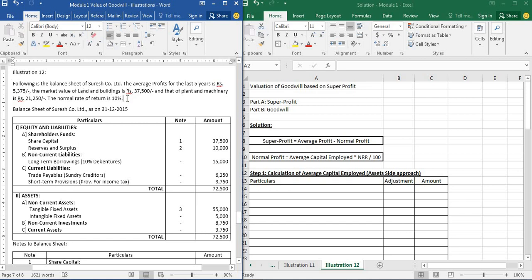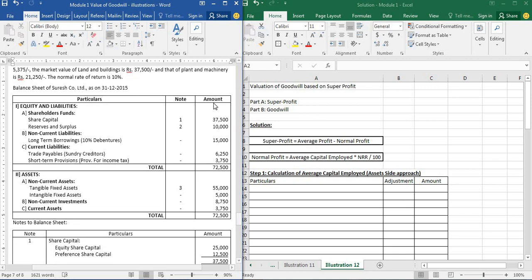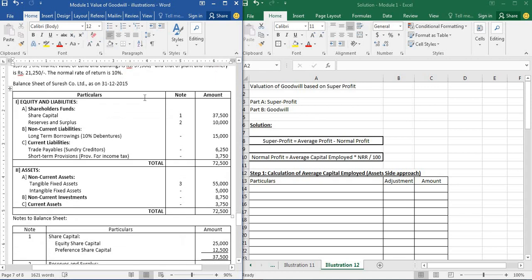In the previous video, we understood how super profit works and what the different methods of calculating goodwill using super profits are. So today we are going to solve one illustration on the same grounds. I've given the problem here on the left side in the Word file and we are going to solve it on the Excel sheet as usual.